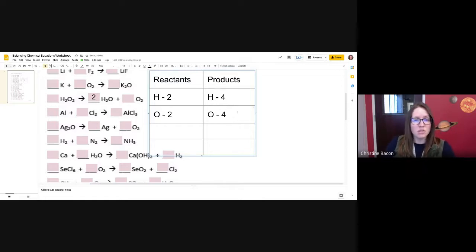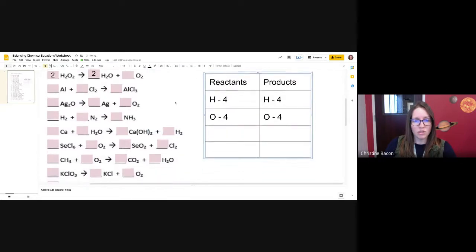All right, so what do I need to do now? If I know that each hydrogen peroxide molecule gives me 2 of each hydrogen and oxygen, to get to 2 and 4 I just need to multiply this by 2. So the coefficient multiplies by the subscripts. 2 times 2 hydrogens is 4 hydrogens, and 2 times 2 oxygens is 4 oxygens. And now we're balanced.